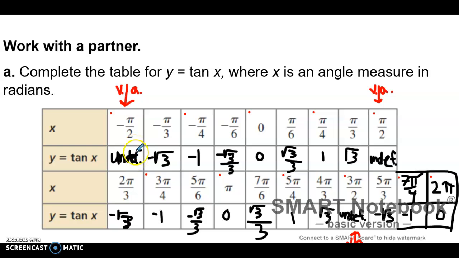So in your notes, you should have these values. So you should have undefined, -1, 0, 1, undefined, -1, 0, 1, and undefined. Notice a pattern here. It's kind of unique how that goes. And now we're going to look at graphing them.